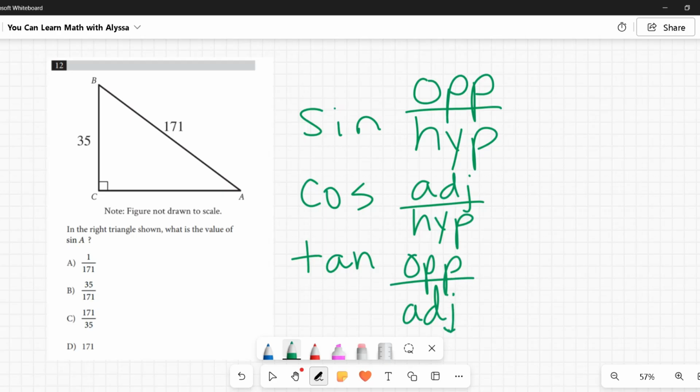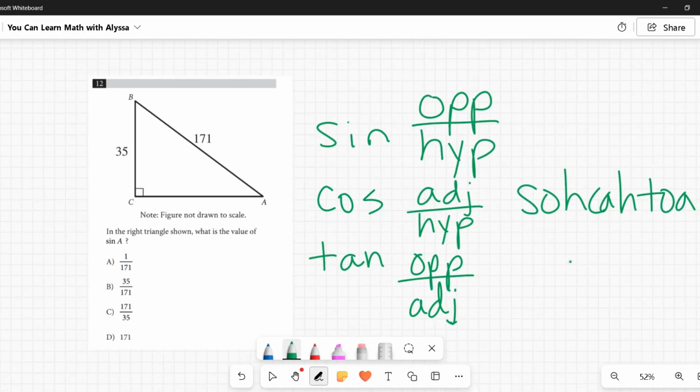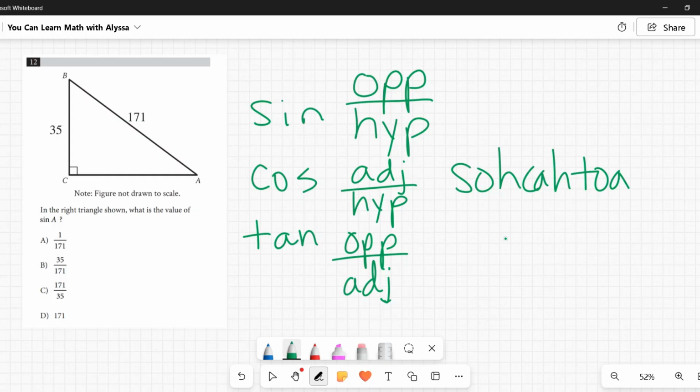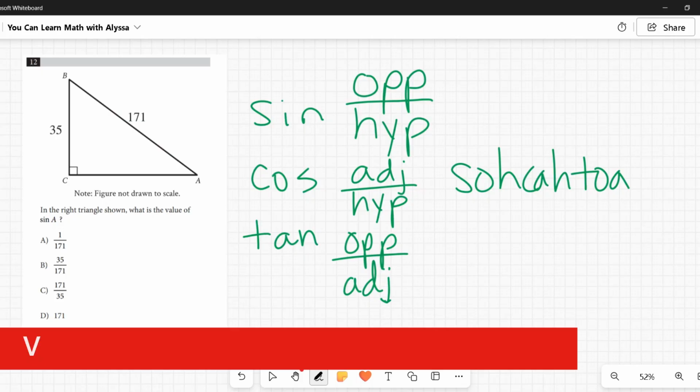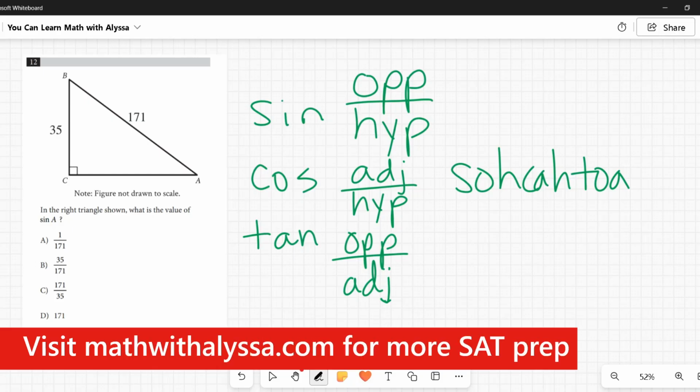You may have seen your math book or your teacher write this as SOHCAHTOA. Running out of room there. SOHCAHTOA. That's for sine, opposite over hypotenuse, cosine, adjacent over hypotenuse, tangent, opposite over adjacent. If that's helpful to you, that's great, but this is definitely something you need to memorize.